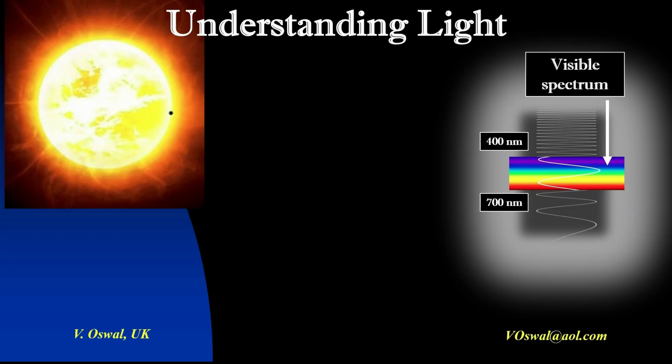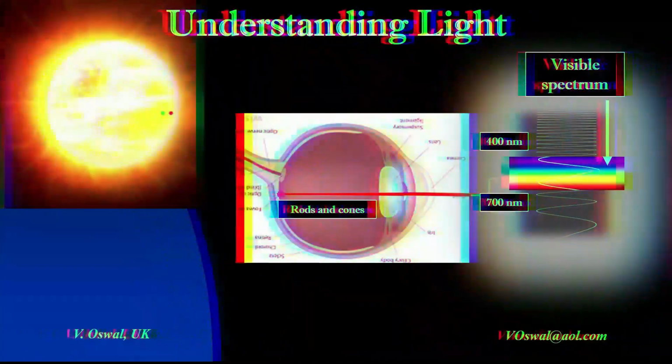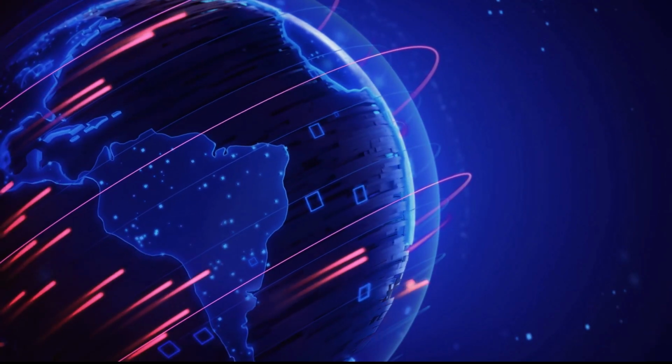When light reaches the retina, it stimulates photoreceptor cells, rods, and cones. They convert light into electrical signals which are conducted by the optic nerve and send them to the brain. This is how we see the world.